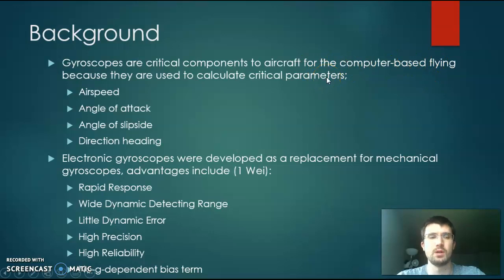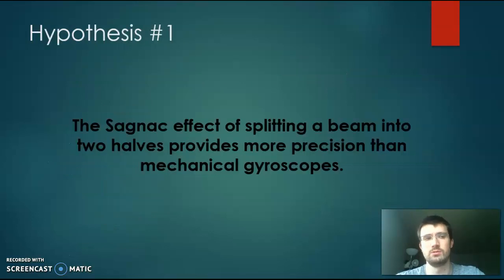For this paper, I also developed 3 hypotheses, and we will discuss each one in turn. The first hypothesis is that the Sagnac effect of splitting a beam into 2 halves provides more precision than mechanical gyroscopes.